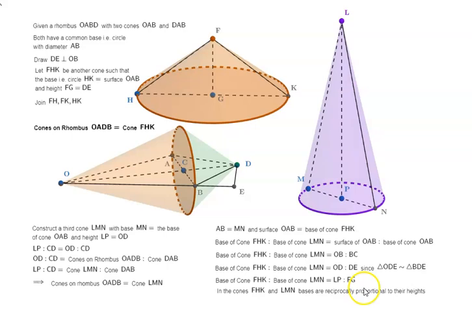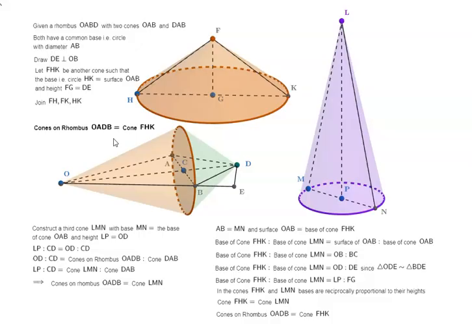Now here in this proportionality, we have in the cones FHK and LMN, bases are reciprocally proportional to their heights, which means cone FHK is equal to cone LMN. But cone LMN is equal to cones on rhombus OADB. So which means cones on rhombus OADB is equal to cone FHK, which is what we had to prove.